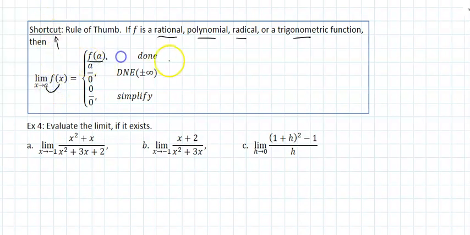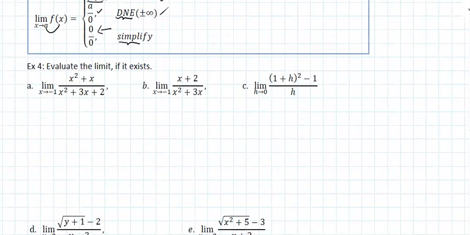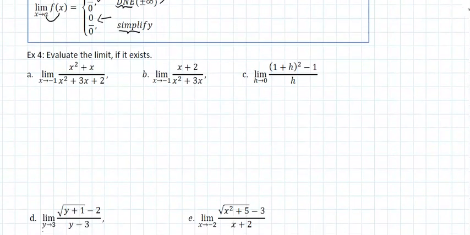If you get a number, you're done. That's the limit. If you get a number over 0, you're going to say it does not exist. The answer is actually either positive infinity or negative infinity. We'll focus on that later on, but you could simply say it does not exist. But if you get 0 over 0, which is the majority of the time, then you're going to have to simplify. And we're going to do some examples to match everything you come across.